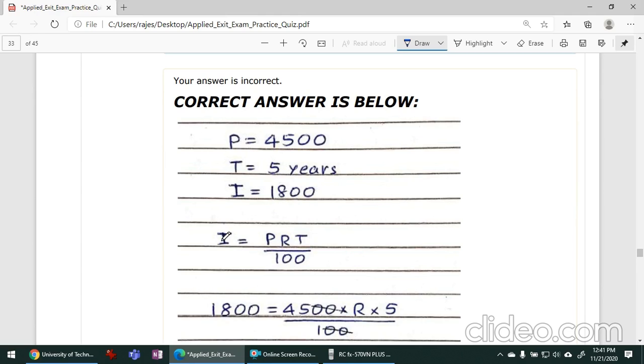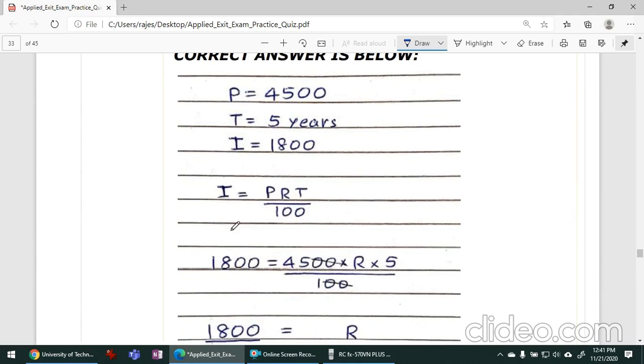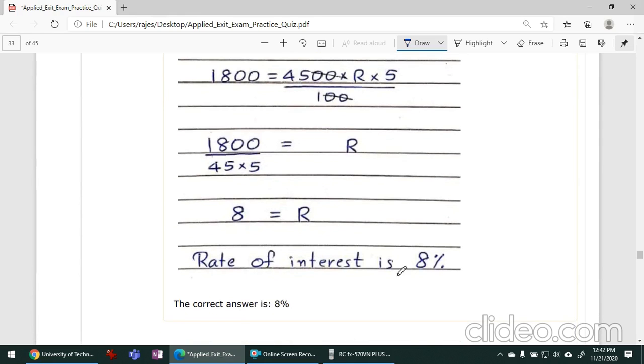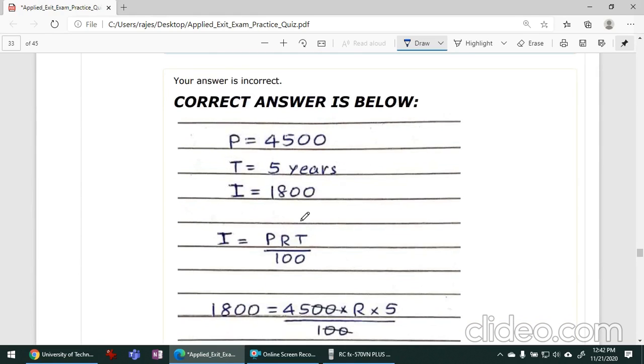Okay, now what is I? The rule is PRT by 100. I is 1,800 equal to P, which is 4,500, into R, we don't know, T is 5 years, divided by 100. So what is R? 1,800 divided by 5 into 45. So you got 8. So R is 8%. So you should remember this rule: I equals PRT by 100.